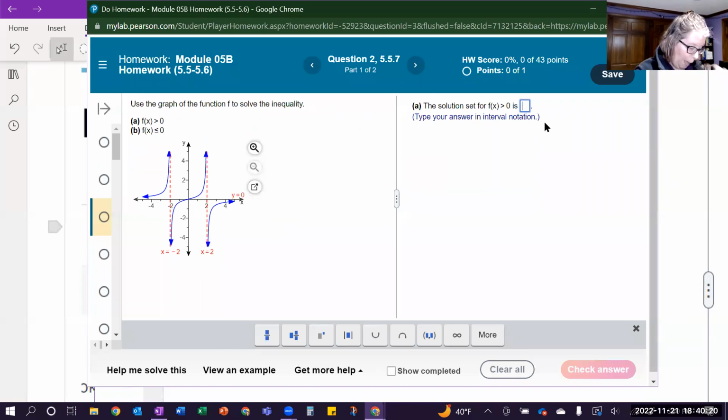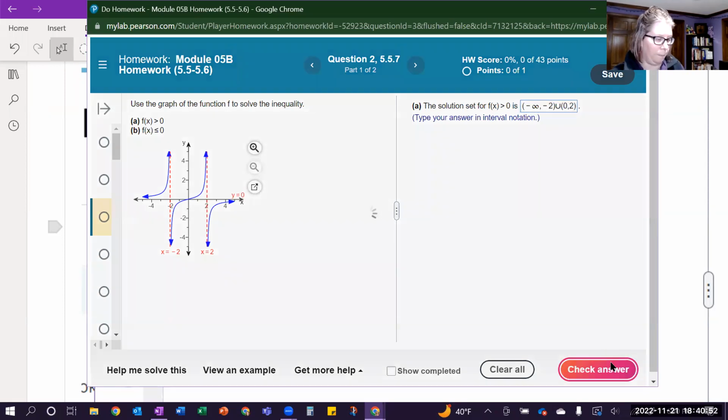So we had parenthesis, -infinity, comma, up to -2, parenthesis. Now I'm going to use the union symbol down here because that brings the two intervals together. So if you have more than one interval, union them together. And that's the one that looks like a regular U. And then we went from not including with a parenthesis 0, comma, 2, parenthesis, and then I check that.